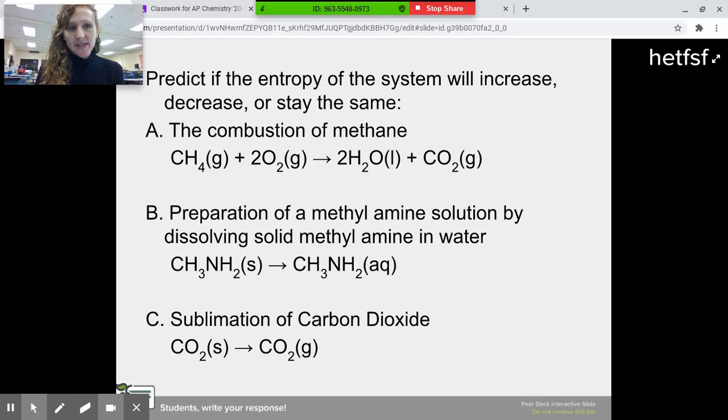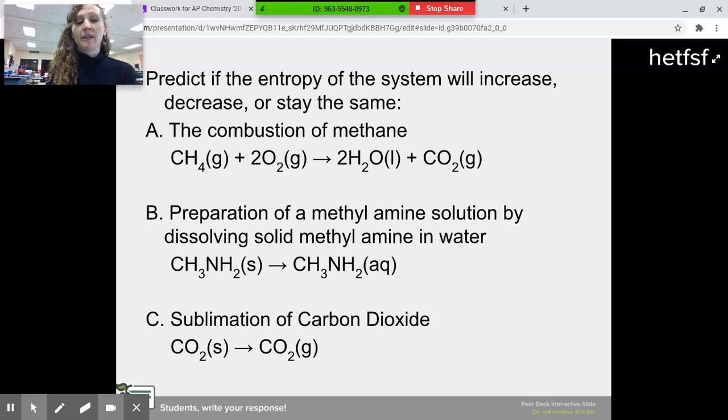Where would I start? On these, you're going to have to go to those definitions we talked about. Is there a phase change, going from a solid to a liquid to a gas? Is there an increase or decrease in molecules of gas? Is there a transition of heat, an exchange of heat? Are you creating a solution? Those are the kind of things you're going to have to look at for these problems.